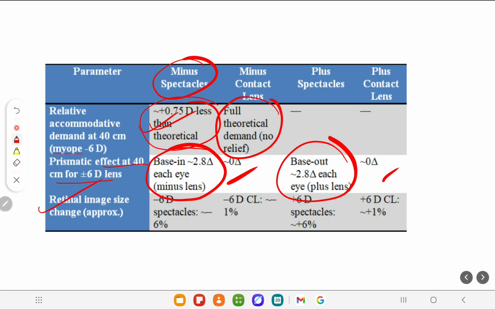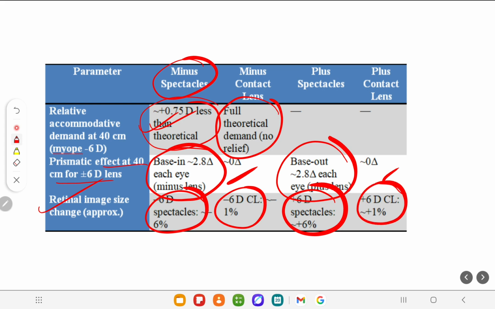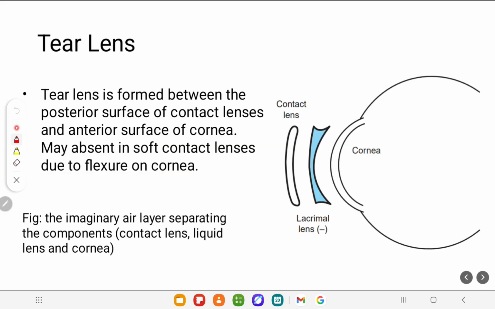So retinal image size changes. With a 6 diopter spectacle for hyperopia, there is roughly 6% image magnification. But with a 6 diopter plus contact lens, there is roughly 1% increase of magnification. Isn't that better when we were talking about aniseikonia, or when we were thinking about correcting anisometropia? So that's the concept of optics.